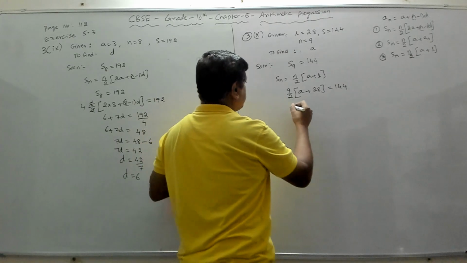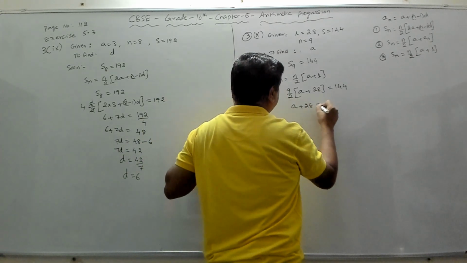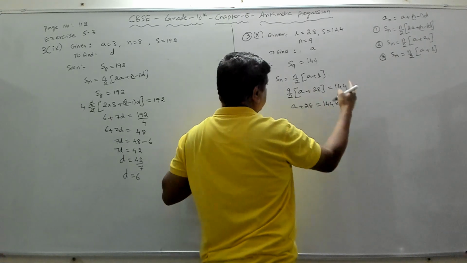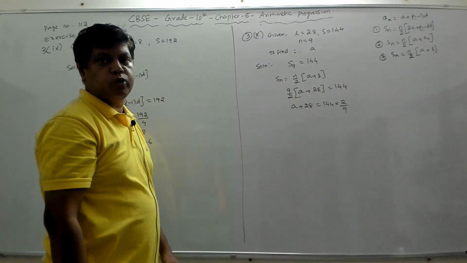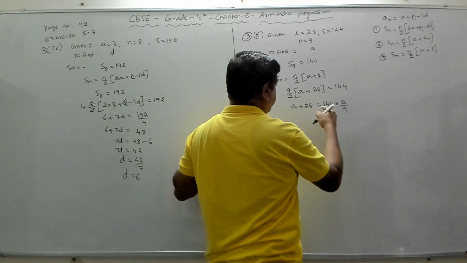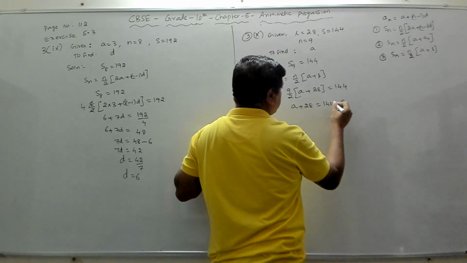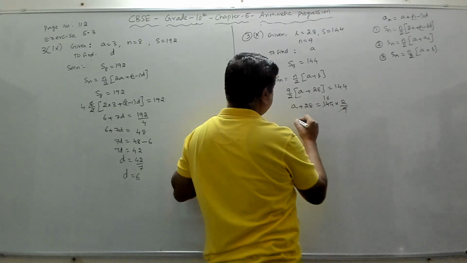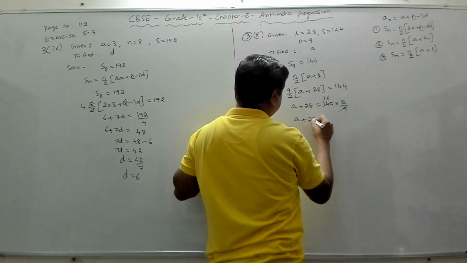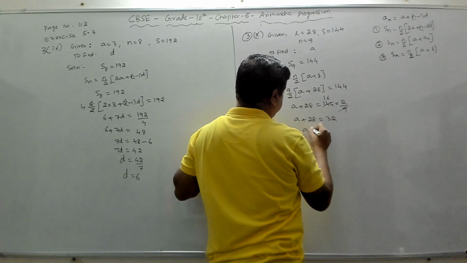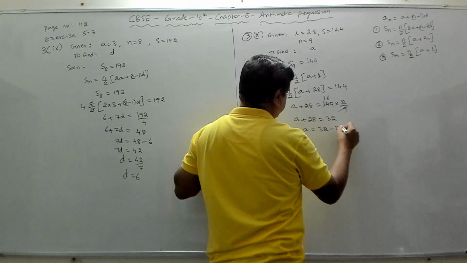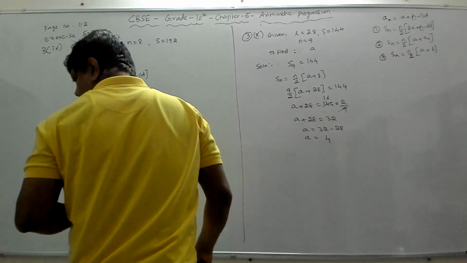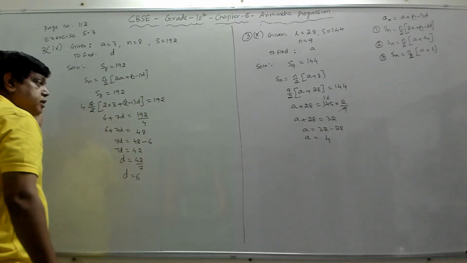So now A plus 28 will be equal to 144 into 2 by 9. 9 by 2, if it goes to the other side, it becomes 2 by 9. Now we can cancel 144 by 9, it goes 16 times. So A plus 28 equal to 32. So your A becomes 32 minus 28, so A is 4. So we have found A.